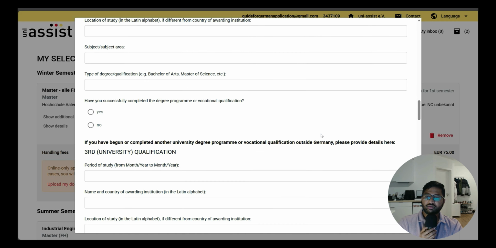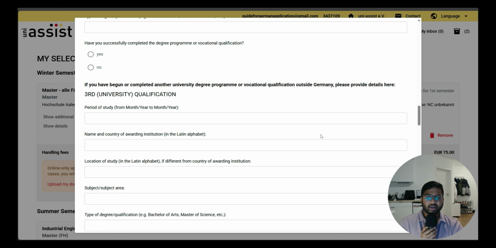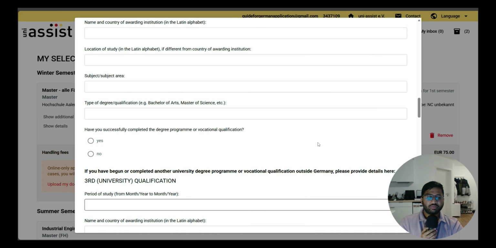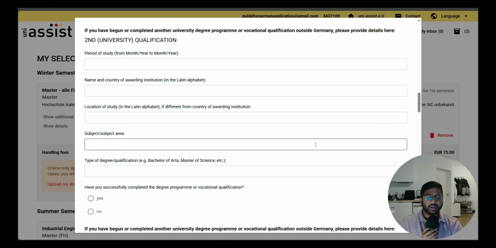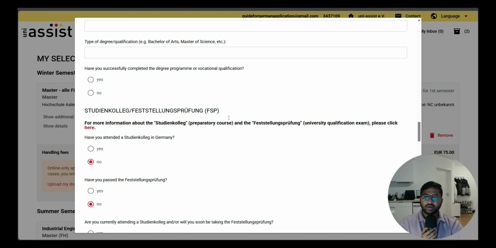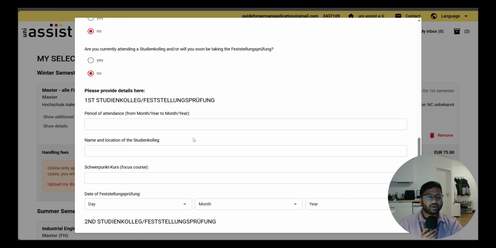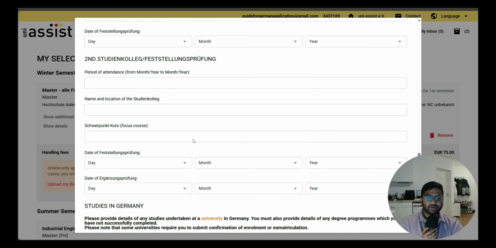Then for the second university qualification and third qualification, if you have them, you can fill them. But the second and third can only be used by people who have already done an MSc in India or any of the other degrees. Student college: have you done your student college? No. Have you passed this exam? No. Are you currently attending student college? No. Because if you are coming for a direct master's, most of the time you don't need to come for student college.